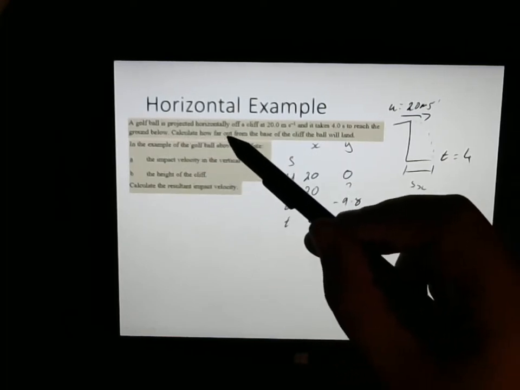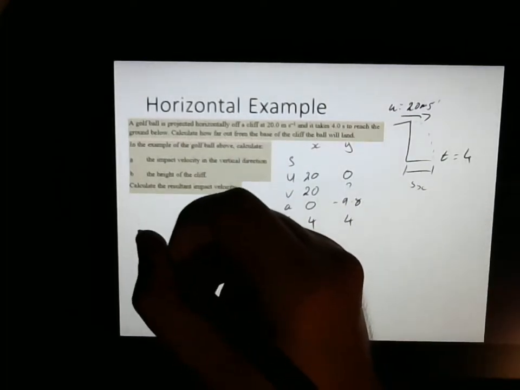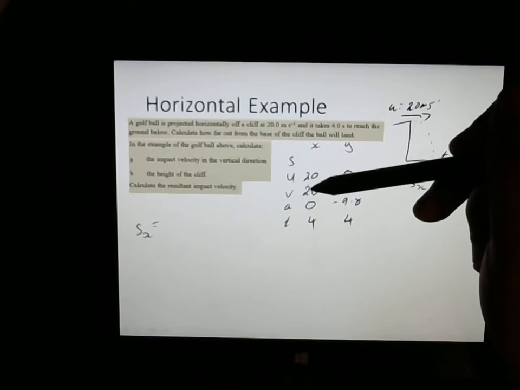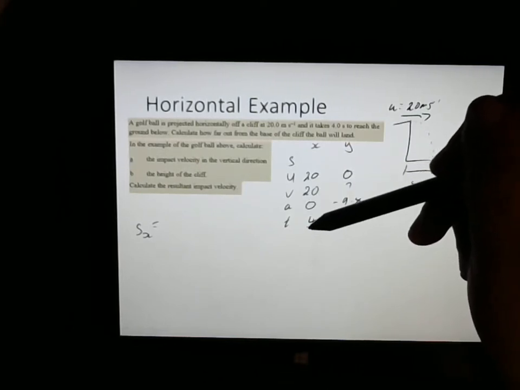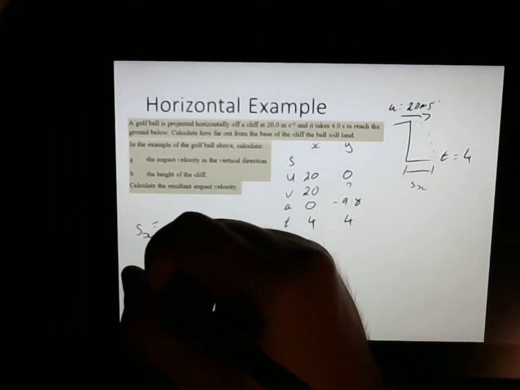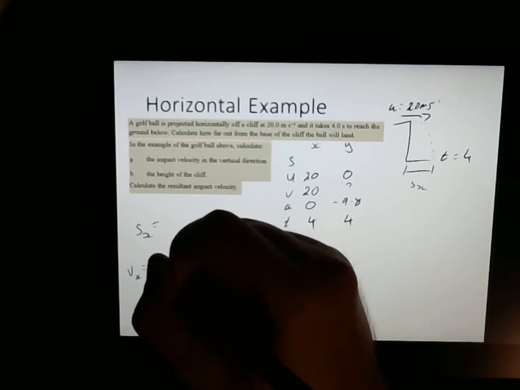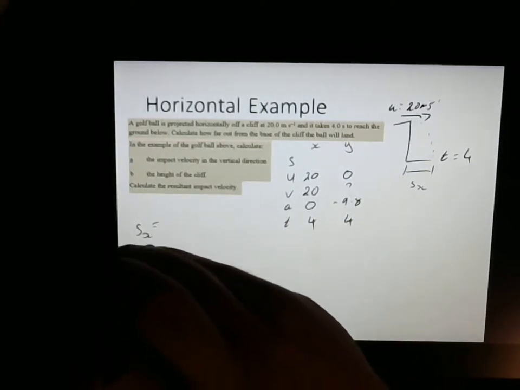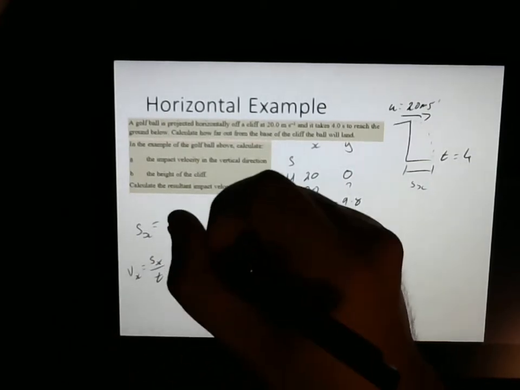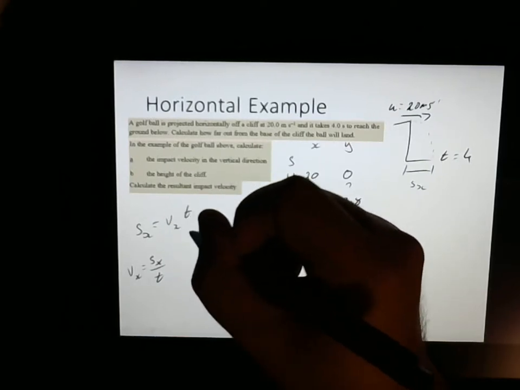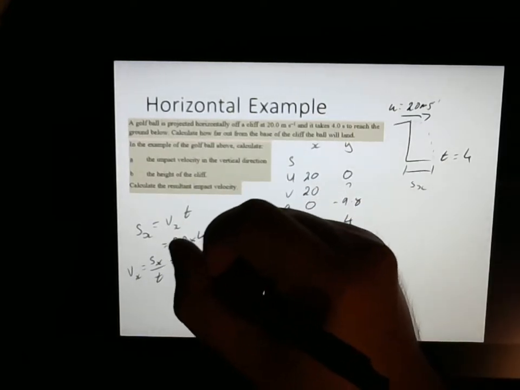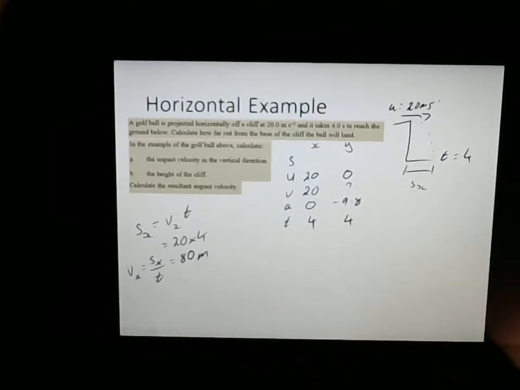The first thing the question is asking, how far from the base of the cliff? That's our S of x. So Sx is equal to, well, what's our formula? We have a u, we have a v, they're the same thing, we have a t. So there's only ever going to be one formula we use for this column, and that is that v in the x direction equals s in the x direction divided by t. So if we rearrange that, we get that s of x is equal to v of x times t. We know v, it's equal to 20. We know t, it's equal to 4. And so it will end up going 80 meters away from the cliff.